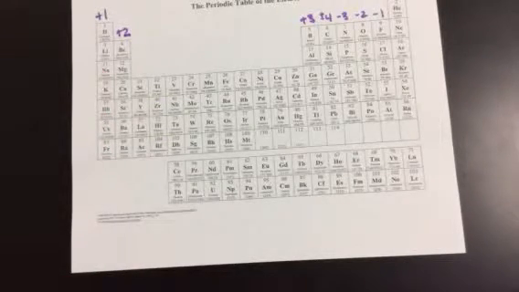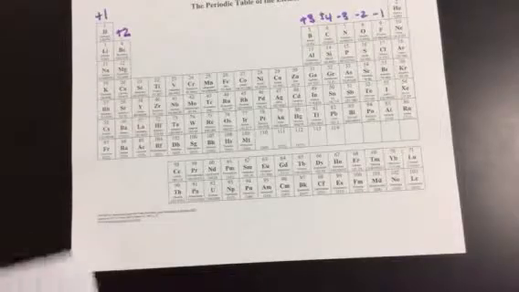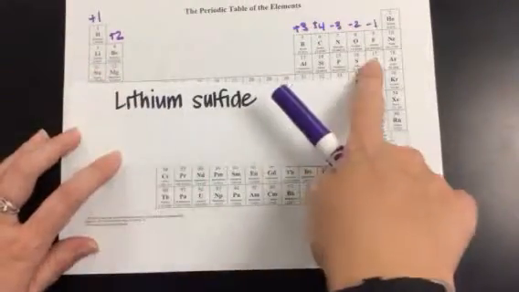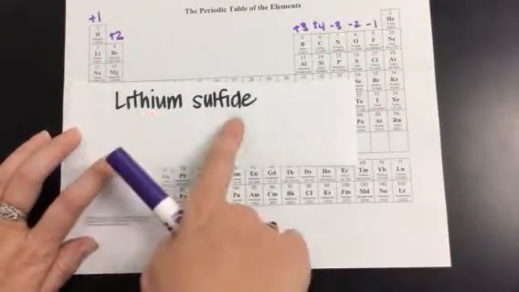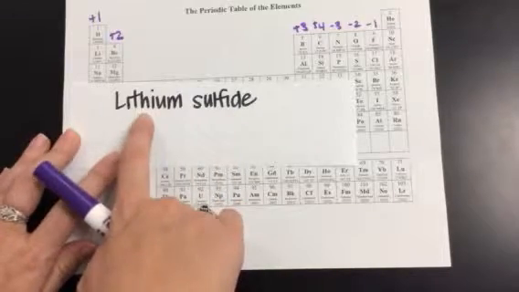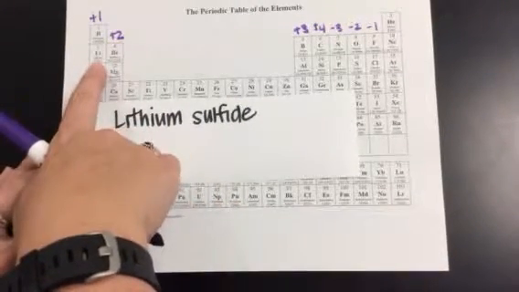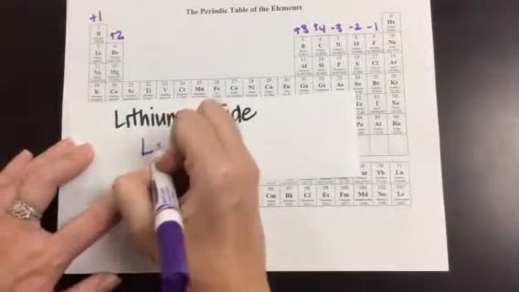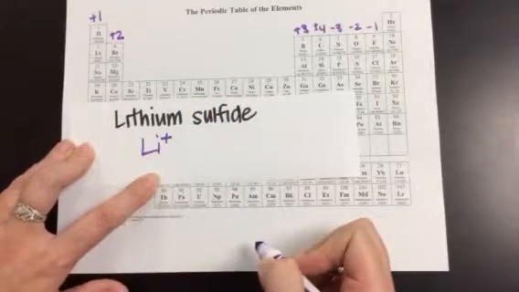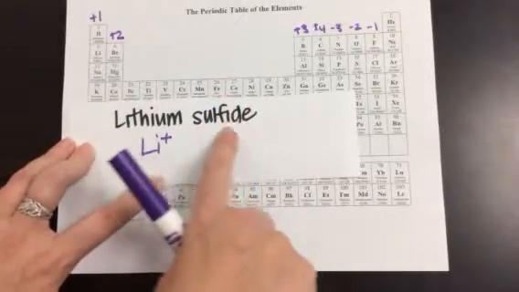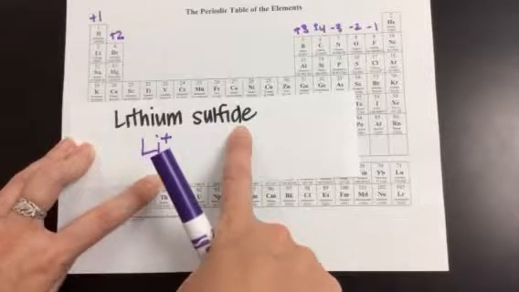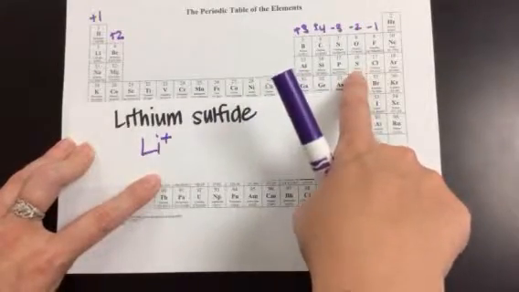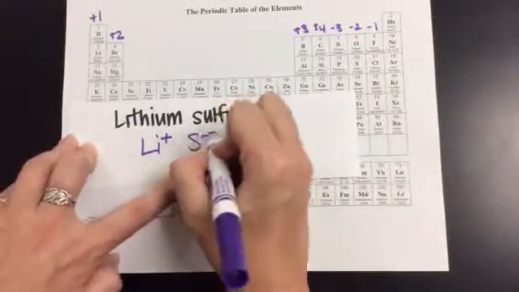What we're going to do next is we have the name of something and we're going to write the formula. With this I will need my periodic table that I have numbered. I have lithium sulfide. My lithium is a metal. Lithium lives right here on the periodic table. It has a +1 oxidation number. So I'm going to write down Li, and it's +1. And my sulfide is actually sulfur as an anion. So I'm going to find sulfur on the periodic table. Sulfur has a -2 charge.